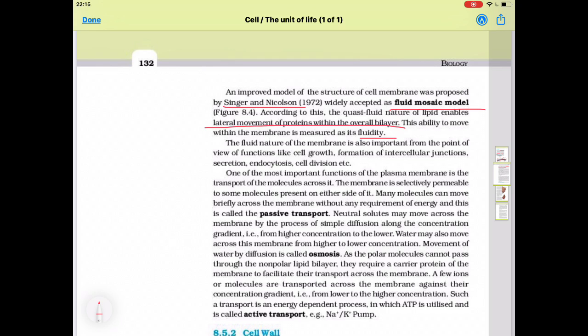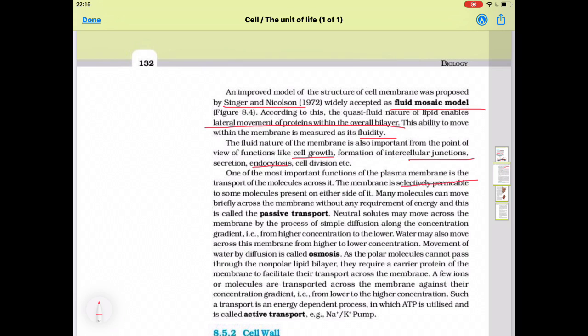Fluid nature of the membrane is also important from the point of view of functions like cell growth, formation of intercellular junction. Intercellular means between the two cells, that junction. Secretion, endocytosis. When any substance is taken inside the cell, that process is known as endocytosis. Cell division, etc. One of the most important functions of the plasma membrane is the transport of molecules across it. The membrane is selectively permeable to some molecules present on either side of it.